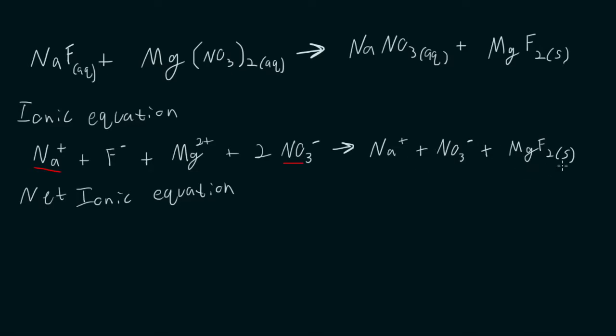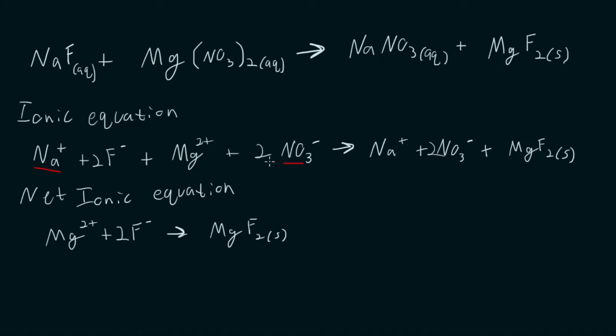And so now that I know what's going to be produced as a solid, I can write my net ionic equation. And so that's going to be only the business parts of this. So only the Mg2 plus and the F minus making MgF2 solid. And so now I just need to balance this. I have 2 fluorines here, right? I need 2 fluorines. Then up here I've got 2 nitrates on this side. That means I'm going to have 2 over here. And I'm going to have 2 fluorines.